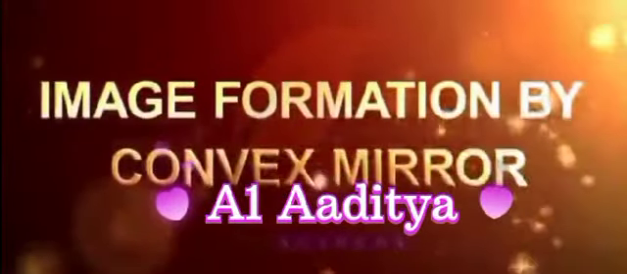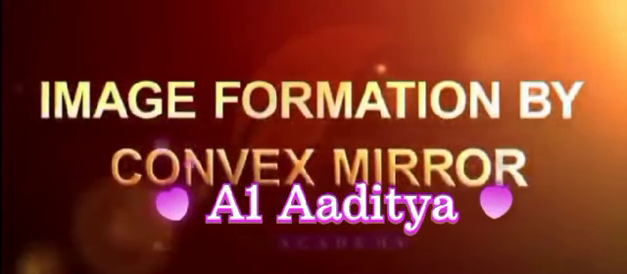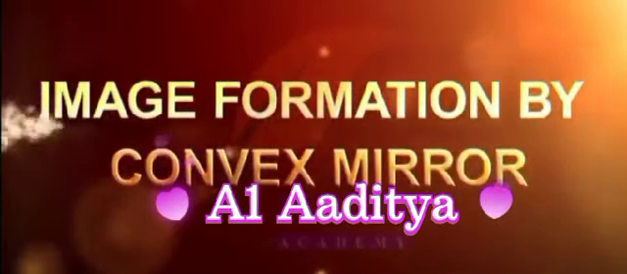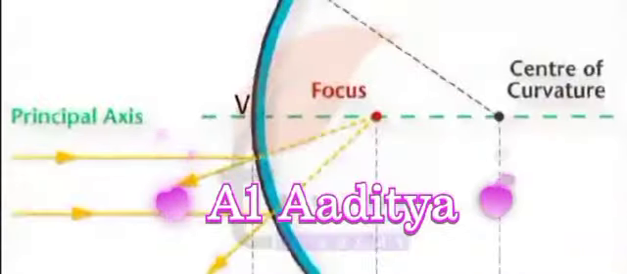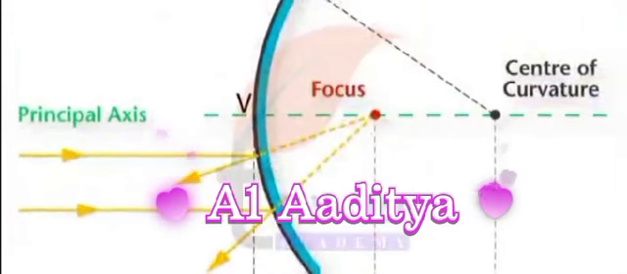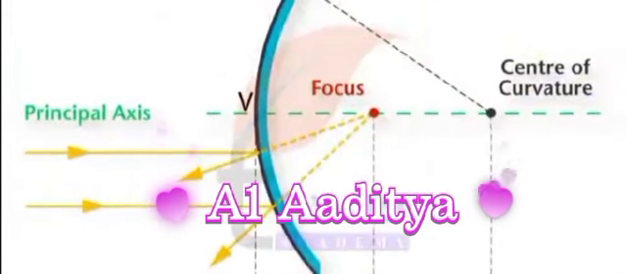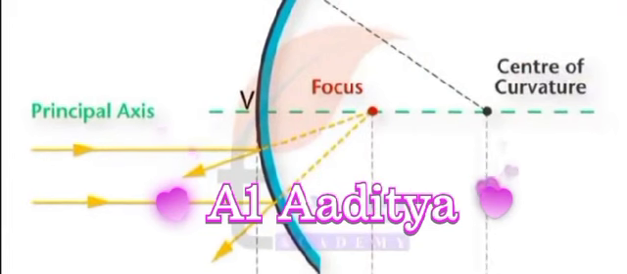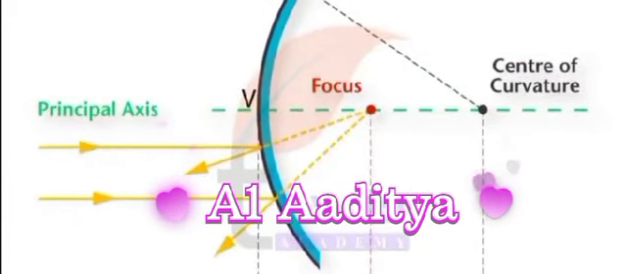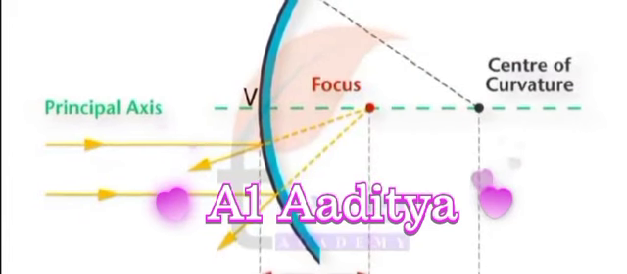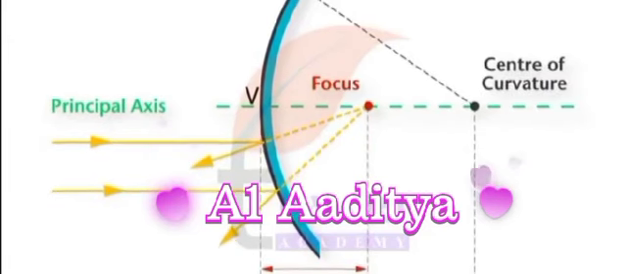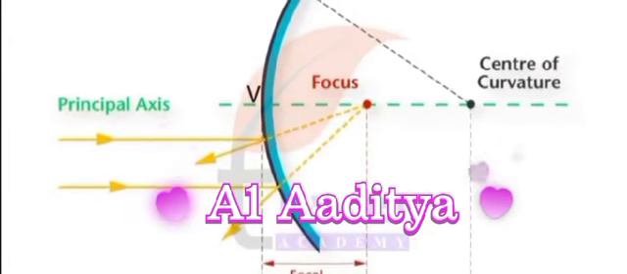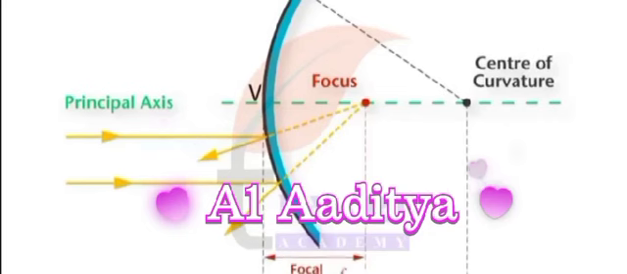Image formation by convex mirrors. The definitions of the principal axis, center of curvature C, radius of curvature R, and the vertex V of a convex mirror are analogous to the corresponding definitions for a concave mirror.